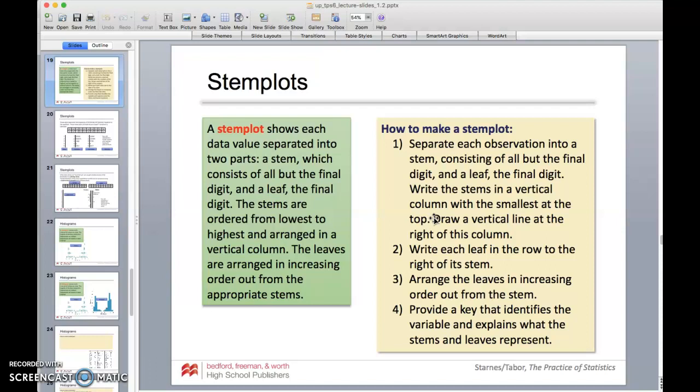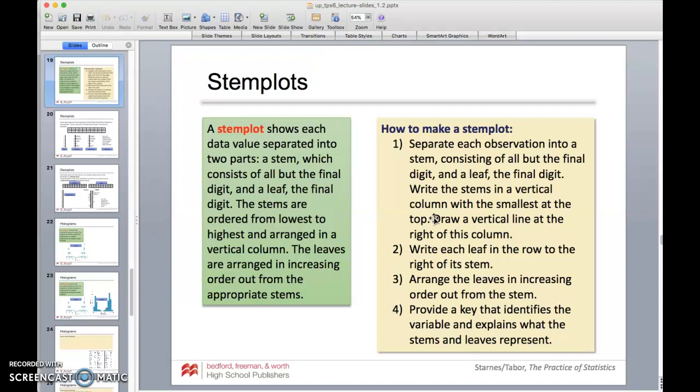We had some dot plots and some comparisons. Those same types of descriptions we can do as well with stem plots. Now again, stem plots, sometimes referred to as stem and leaf plots, you're going to separate the data into two parts: a stem, which consists of all but the final digit, and then the leaf, which is the final digit. Sometimes it could be a decimal as well. The stems are ordered from lowest to highest and arranged in a vertical column. The leaves are arranged in increasing order out from the appropriate stem.